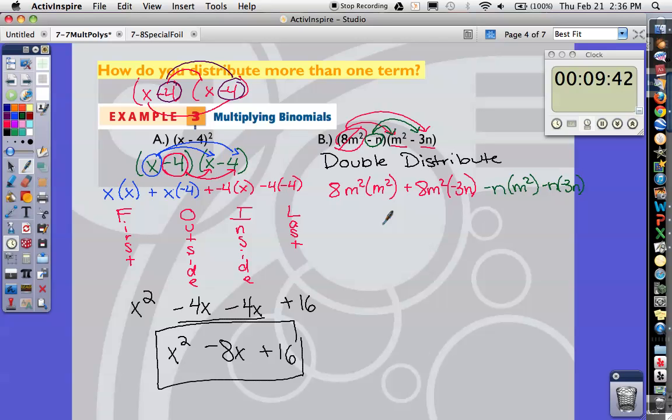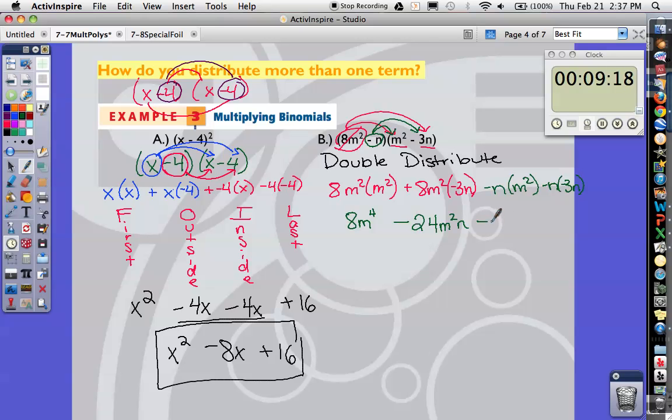So what's 8m squared times n squared? Multiplying the same base, add the exponents. 8m squared times a negative 3n. Positive times a negative gives me a negative. 8 times 3 gives me 24. And m squared times n, guys, those just have to stay right next to each other. They're different variables, so you can't add their exponents.